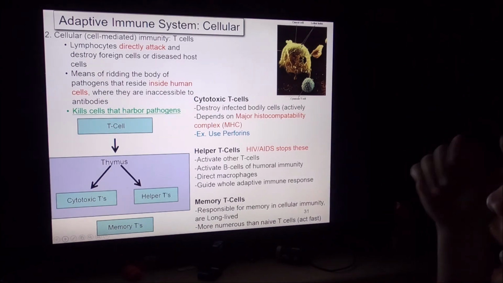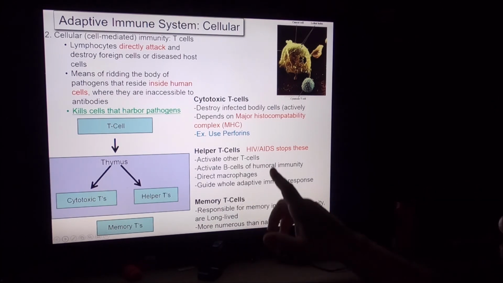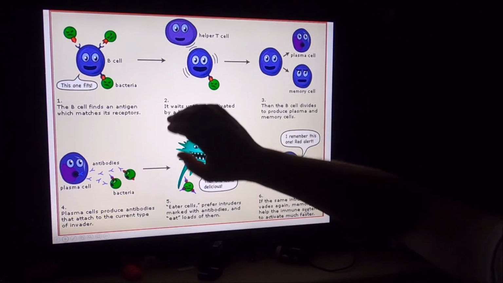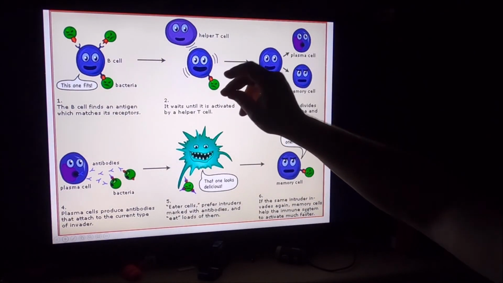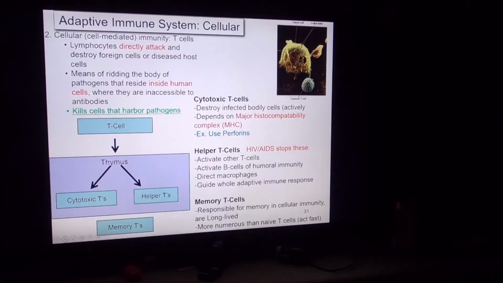Helper Ts sort of maintain general immune function, okay? They certainly do direct macrophages. They call for help when necessary. They certainly do activate B cells of humoral immunity. So if you remember up here, when the B cell binds to an antigen, it has to be activated by a helper T. And they certainly do activate other T cells. So helper Ts sort of guide the whole immune response.